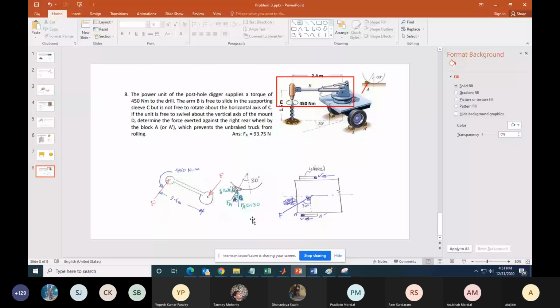Sir, I had a doubt in the direction of the couple. We assumed it opposite to that because Newton's third law is applicable on torque as well. Yes. Okay.